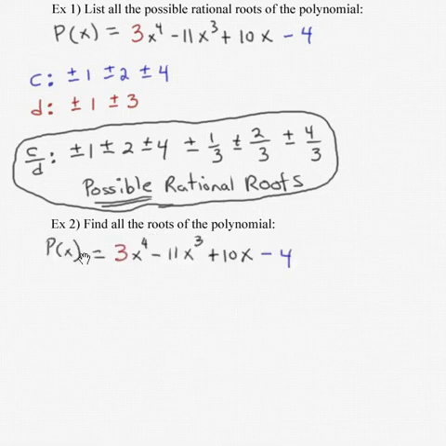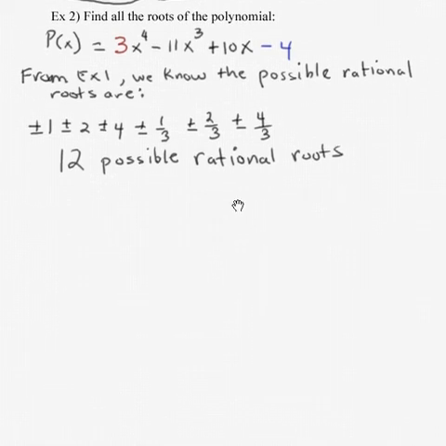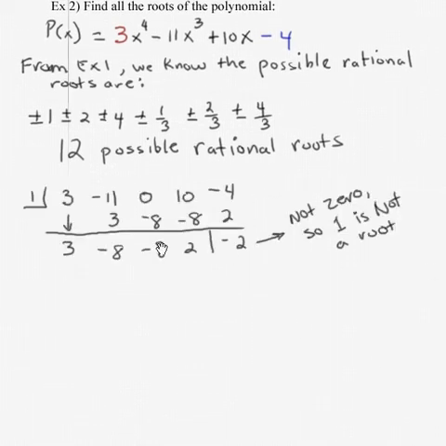And for simplicity's sake, let's use the exact same polynomial we did in example 1. So we already know what our possibilities are. Plus or minus 1, plus or minus 2, plus or minus 4, plus or minus 1/3, plus or minus 2/3, plus or minus 4/3. 12 possibilities. How do you know which ones are actualities? Well, glad you asked. We do synthetic division. That's why we learn synthetic division, because it's nice and quick and easy.